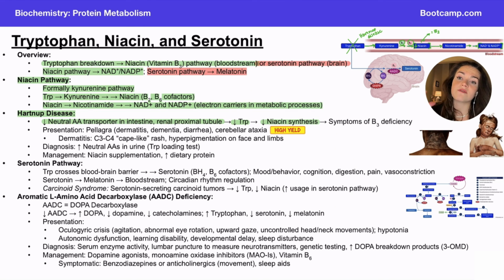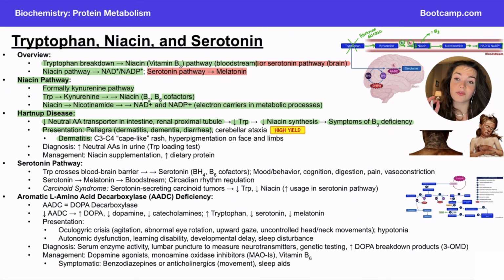And that is going to lead to a very particular clinical picture with a constellation of symptoms of vitamin B3 deficiency. And this constellation of symptoms of a niacin deficiency is very specific and it's very high yield. How a vitamin B3 or a niacin deficiency presents is with something called pellagra. And you can remember pellagra by the 3 Ds: dermatitis, dementia, and diarrhea. So dementia and diarrhea should be pretty straightforward. The dermatitis has a pretty specific distribution.